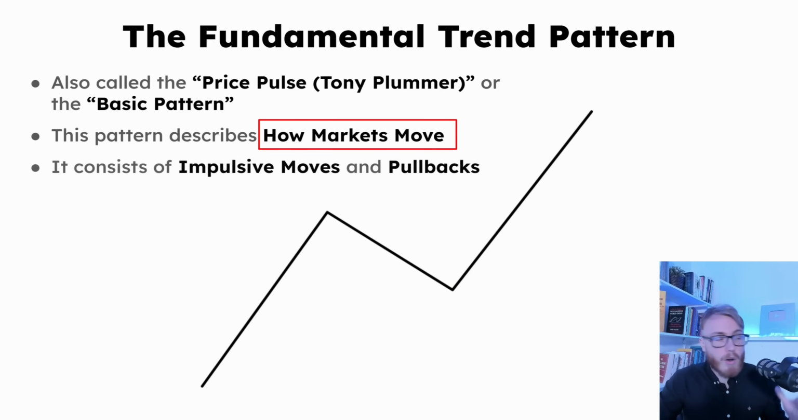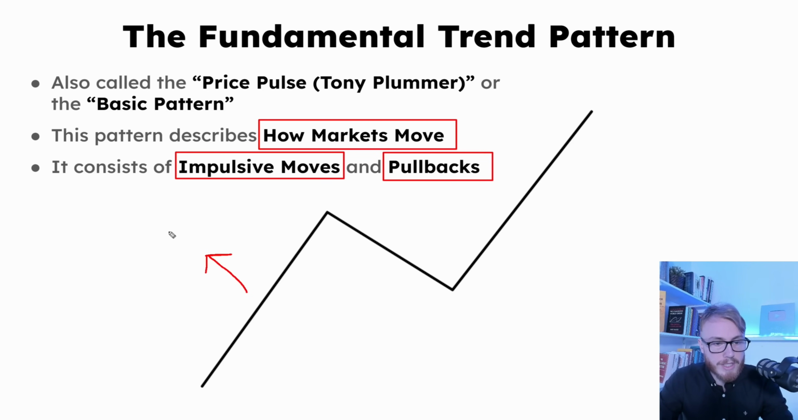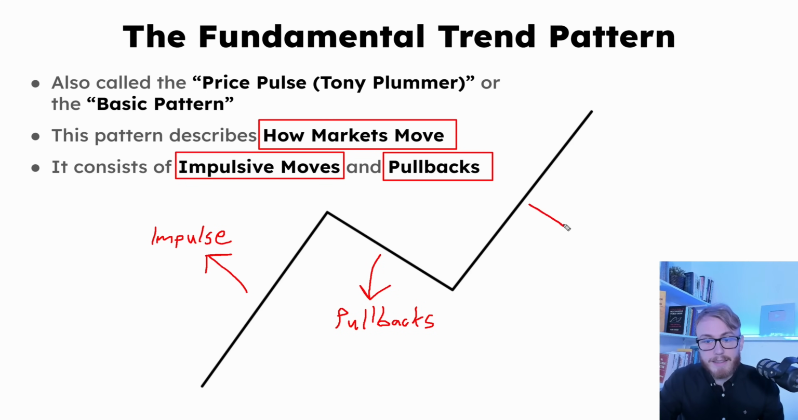And these moves of course have names, and you might be familiar with these concepts. We call them impulsive moves and pullbacks. The strong or sharp moves are called impulsive moves, or for short we can just call them an impulse. And the moves where the market cools down are the pullbacks. So we have an impulse move, a pullback, this right here is our next impulsive move, and so on and so on.